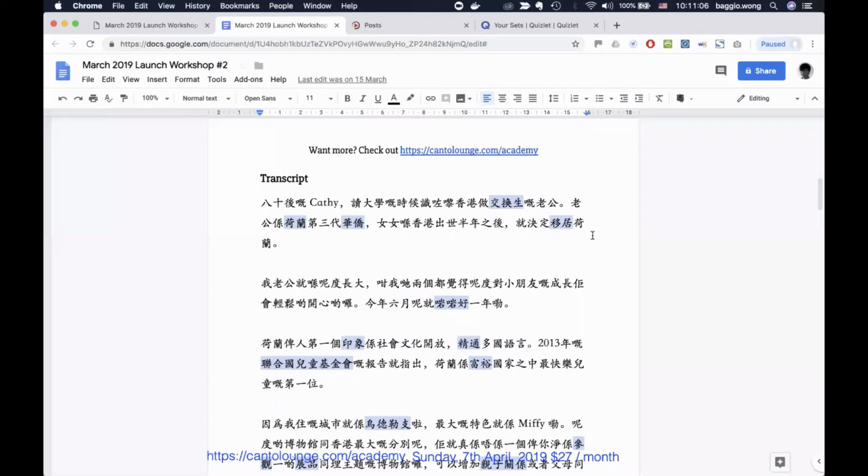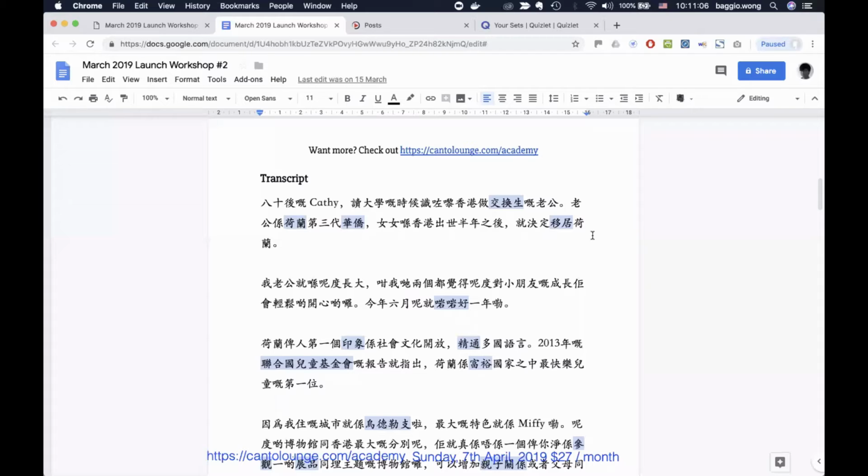So 80後嘅 Kathy 讀大學嘅時候, so when she's in university, 識咗嚟香港做交換生嘅老公。識咗, she met. And once again, we have our old friend relative clauses. Anytime you see 嘅, immediately think we have to swap the order, right? So, in English, we say things like the apple that is red, right? In Cantonese, you say red, ge apple. Trivial example, but it's a similar idea.